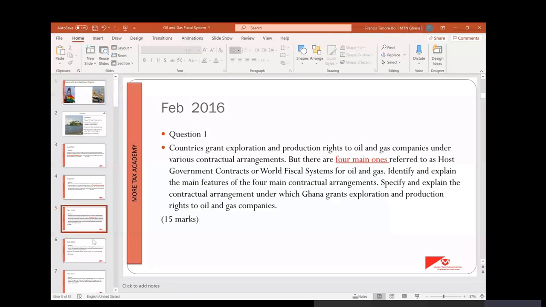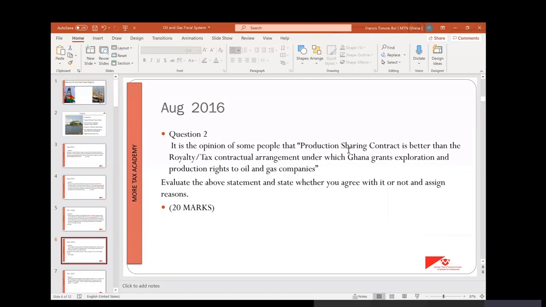Then in August 2017, we also asked the same kind of question. It is the opinion of some people that production sharing contracts are better than the royalty contractual arrangements under which Ghana grants exploration and production rights to oil and gas companies. Evaluate the above statement and state whether you agree with it or not, and give reasons.